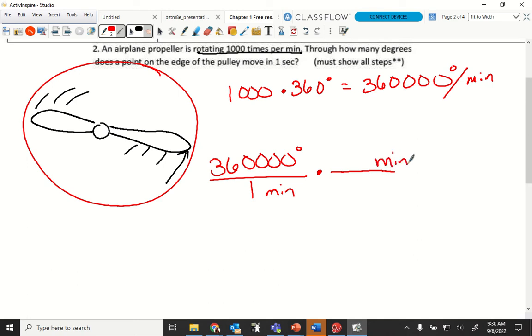And what am I turning those minutes into? Seconds. So down here on the bottom, it's going to be seconds, right? Now, in my numbers, what number should I put in front of minute? 1 minute. And then we can go ahead and do our math on this. What's going to happen to my minutes? Very good, minutes cancel. And then it's going to be degrees divided by seconds.